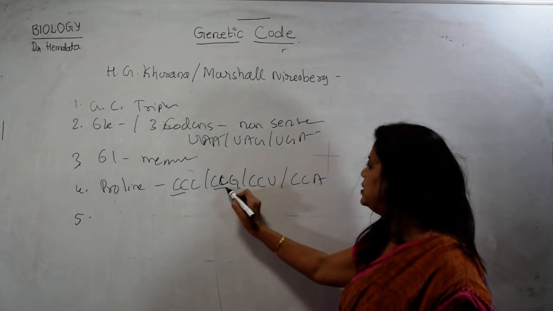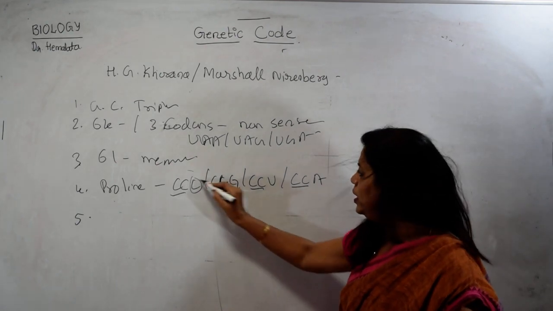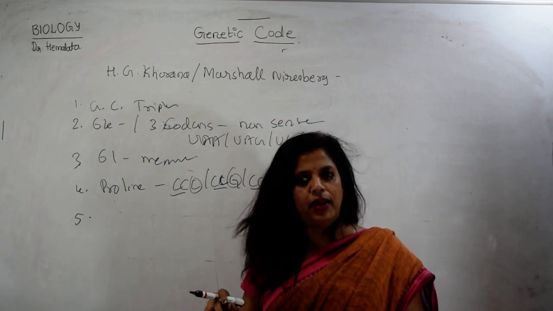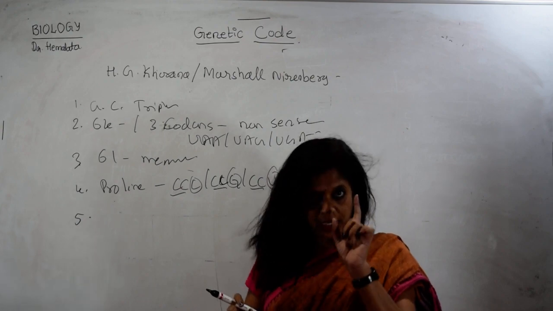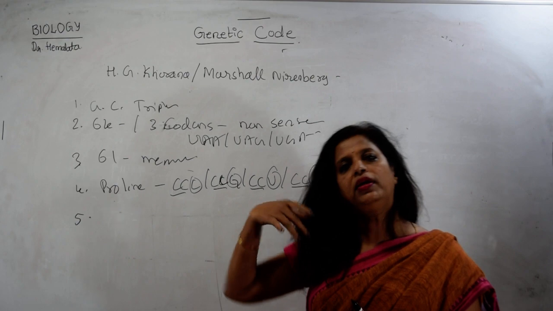In the first two nitrogen bases, you can see all of these are the same. Only the last one is differing. This indicates that the last base of the codon is not specific. The first two nitrogen bases in a triplet codon will determine the amino acid. The last base can be anything.